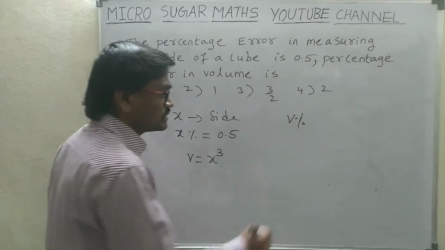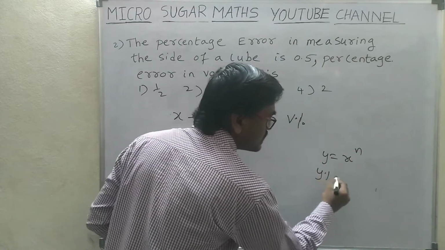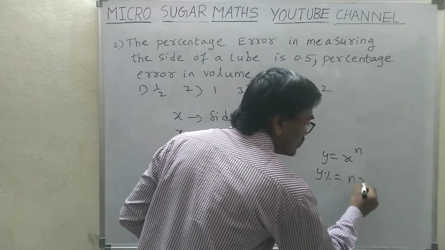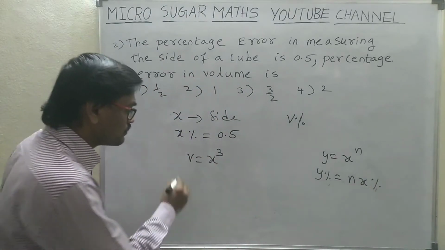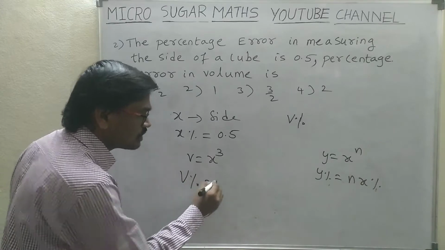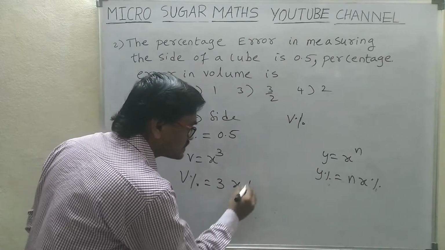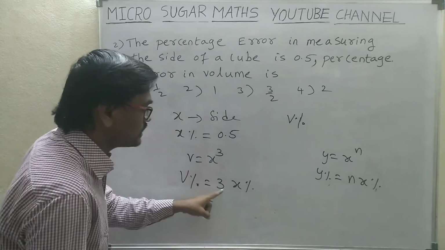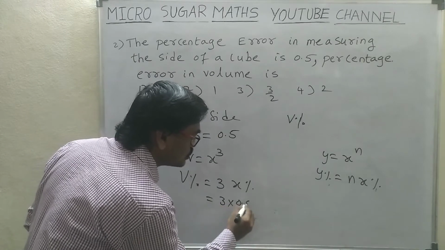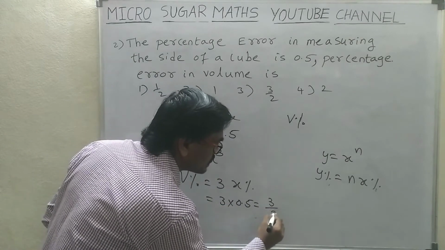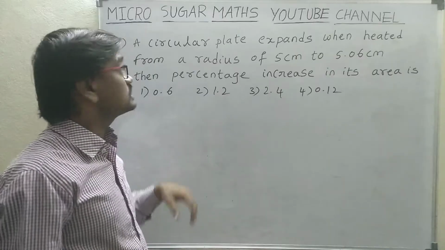Now students, therefore y is equal to x power n, and y percentage is equal to n into x percentage. Now apply this formula. We require V percentage is equal to, what is the x power? 3. Therefore 3 into x percentage. Therefore what is 3 times the x percentage value? The x percentage value is 0.5, so you will get 3/2. Third option.